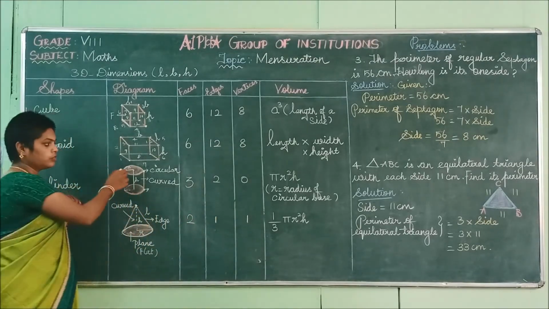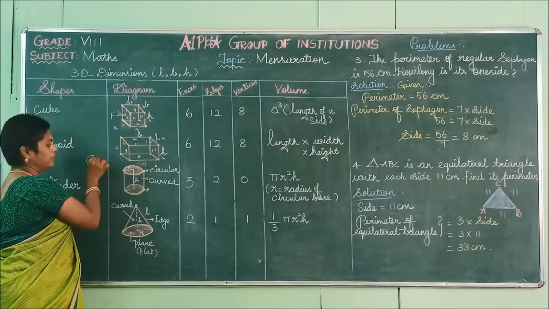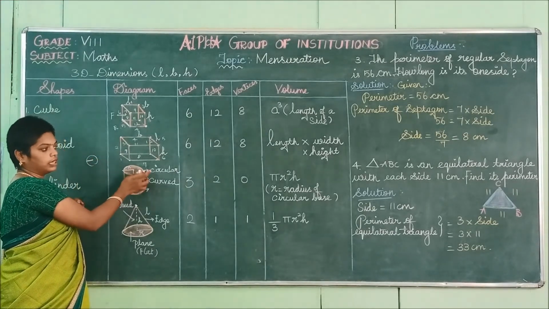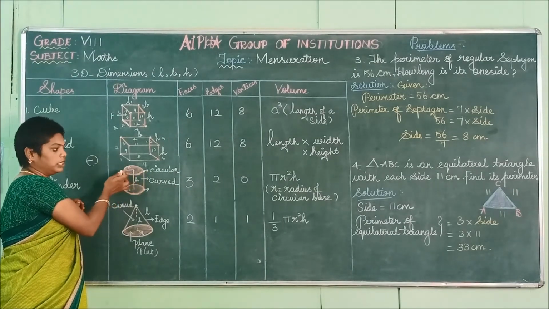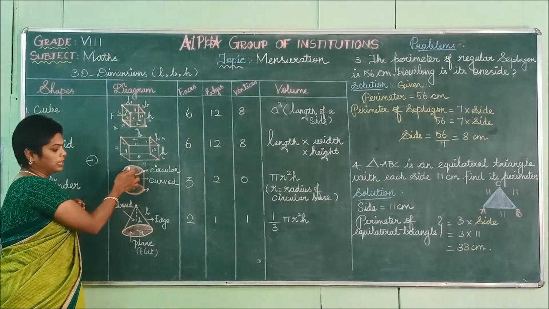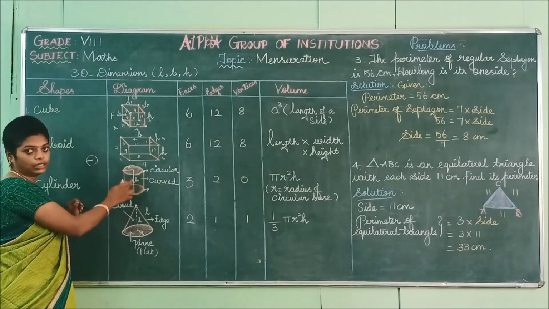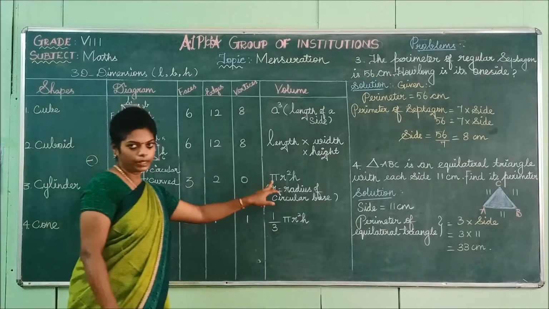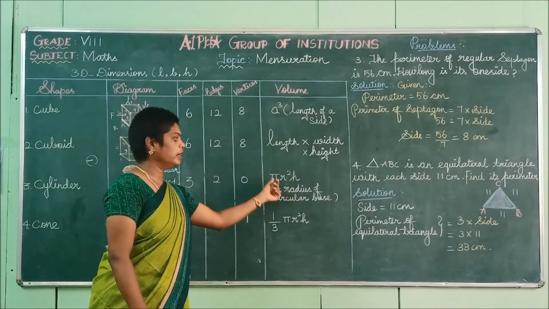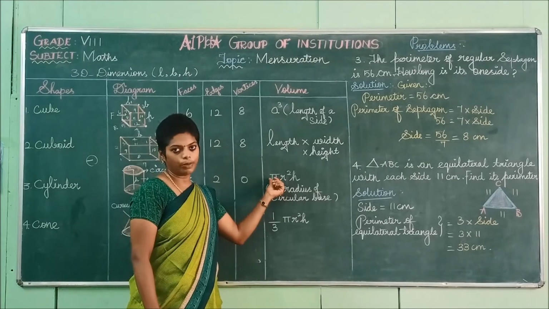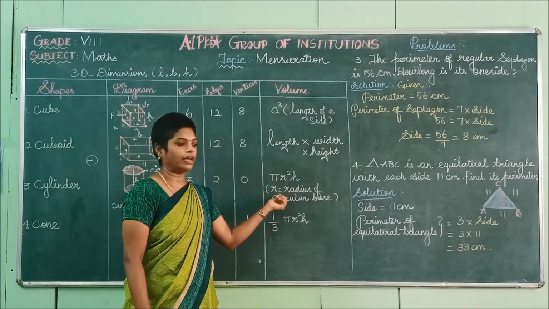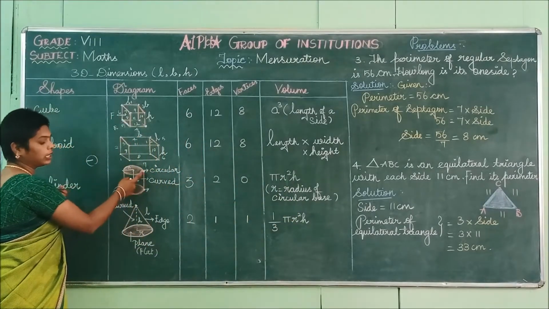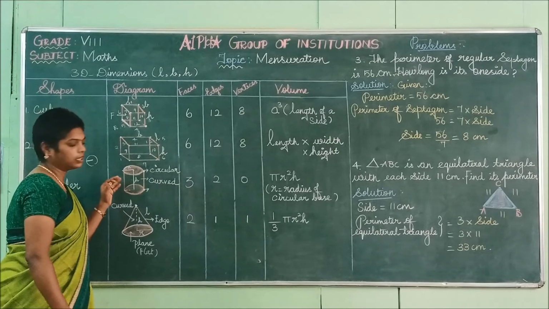So listen. For a circle, from the center to the line is called the radius. Similarly, here also the circle has a center. From the center to the edge is called the radius, and this measurement is called the height of the cylinder. So what's the formula? Pi r square h. Here pi we know, pi is 22 by 7 or approximately 3.14. Here r is the radius of the circular base.